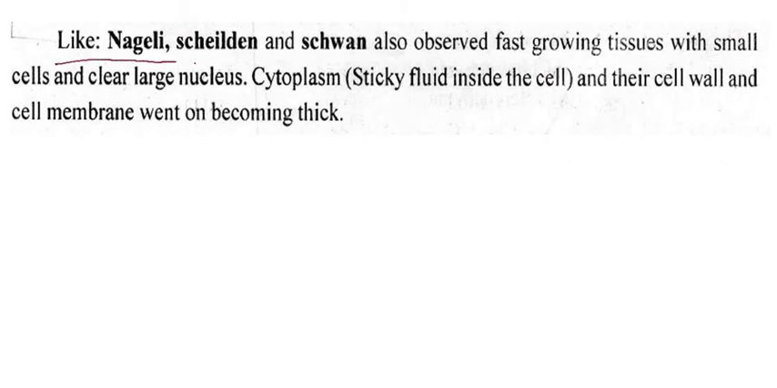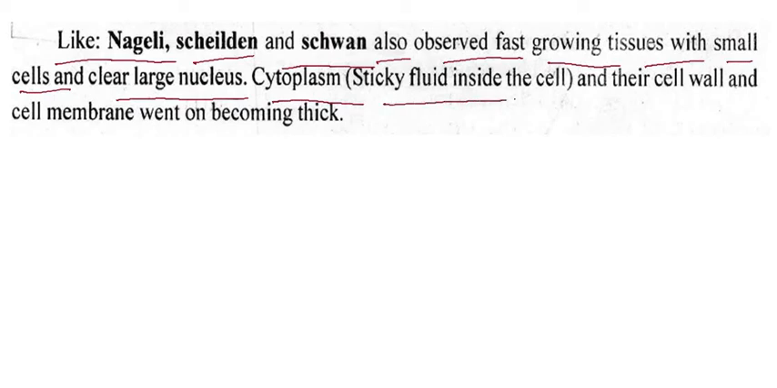Like Nageli, Schleiden and Schwann also observed fast-growing tissue with small cells, a clear large nucleus, and sticky fluid cytoplasm inside the cell, and their cell wall and cell membrane went on becoming thick.